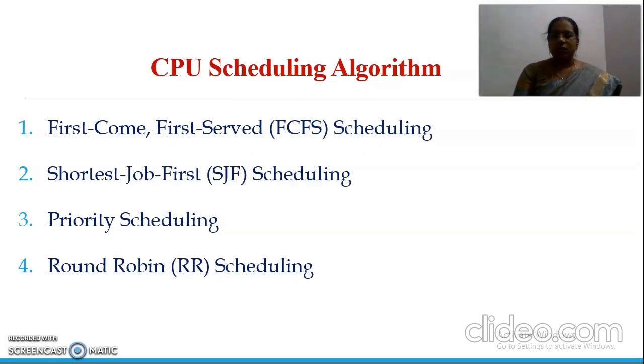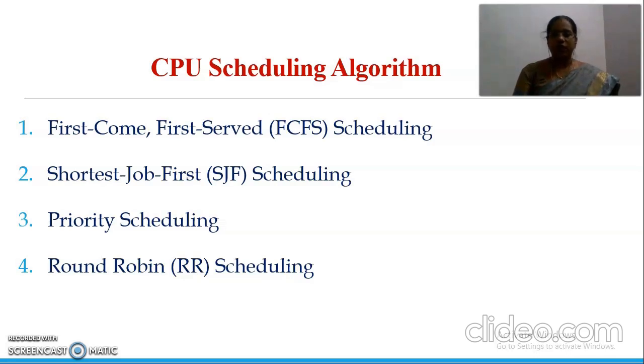So what is this CPU scheduling algorithm? Whenever there are n number of processes waiting to get completed, they will be in a queue, and the CPU scheduling algorithms help us find out which process gets to do its work. These are the types of algorithms which we call CPU scheduling algorithms.